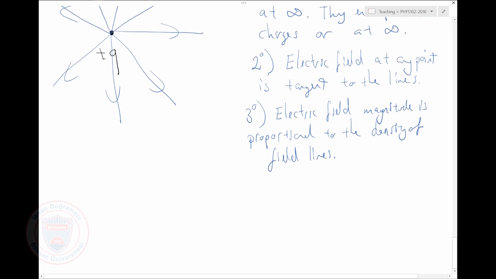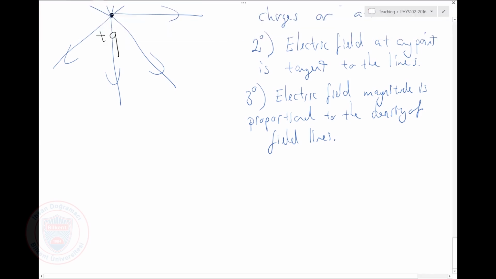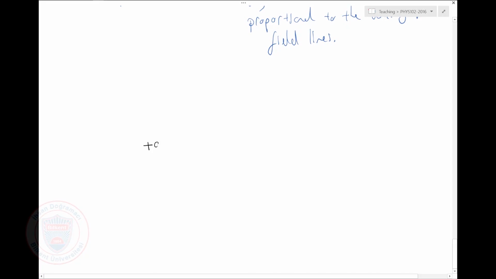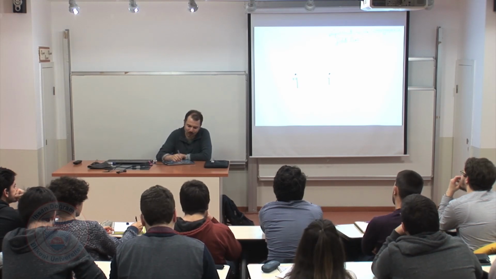Now, why are these good? They are good just because they are easy to draw and they give you some intuition about what the electric field of an object looks like. Okay. Let's do the following. Let's take a plus Q charge and a minus Q charge and try to draw the field lines, electric field lines between these two objects.